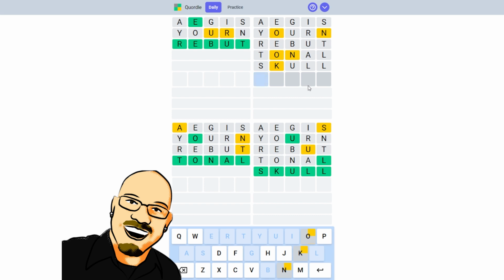This is probably going to end with O-N-K. What words do we have left? I think chonk is what I'm seeing right away. Let's go for it. Not a word.